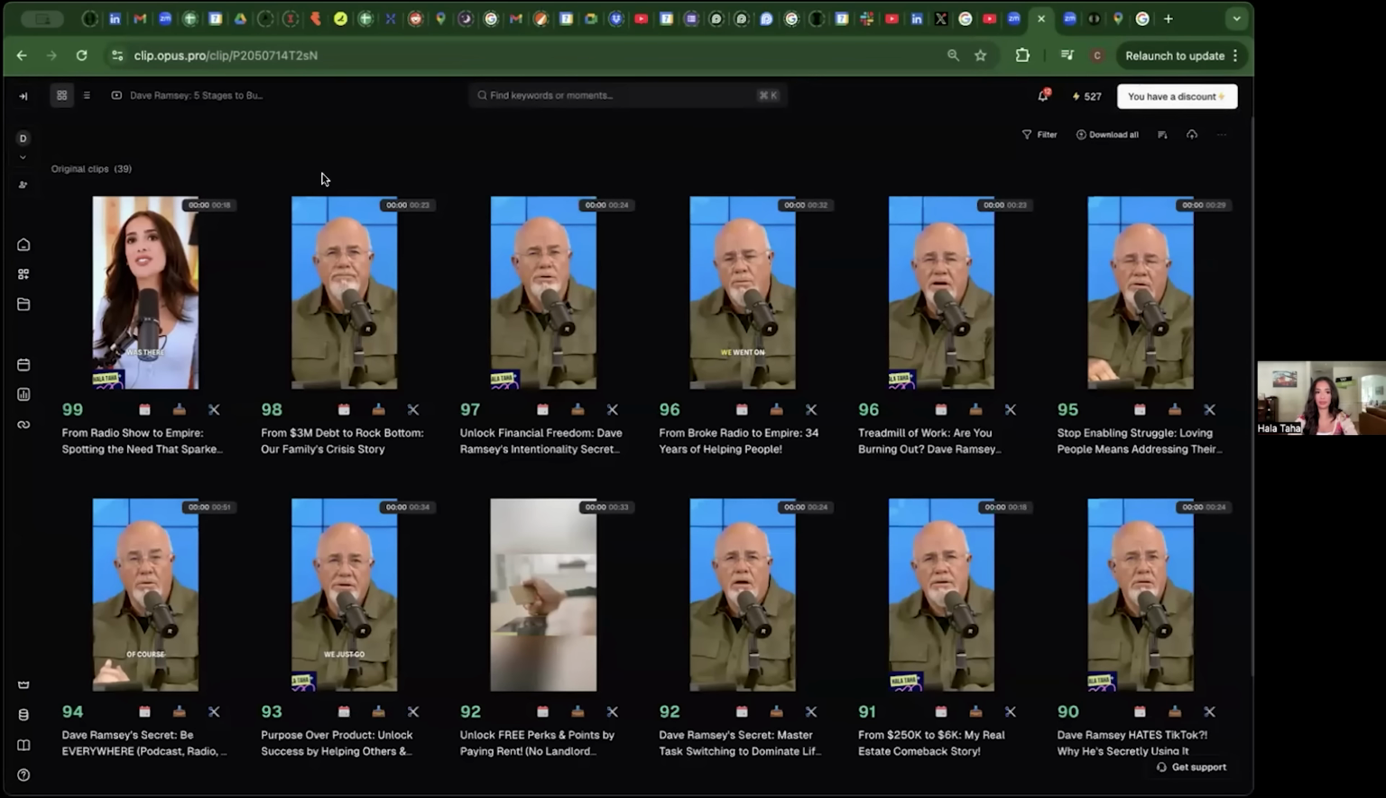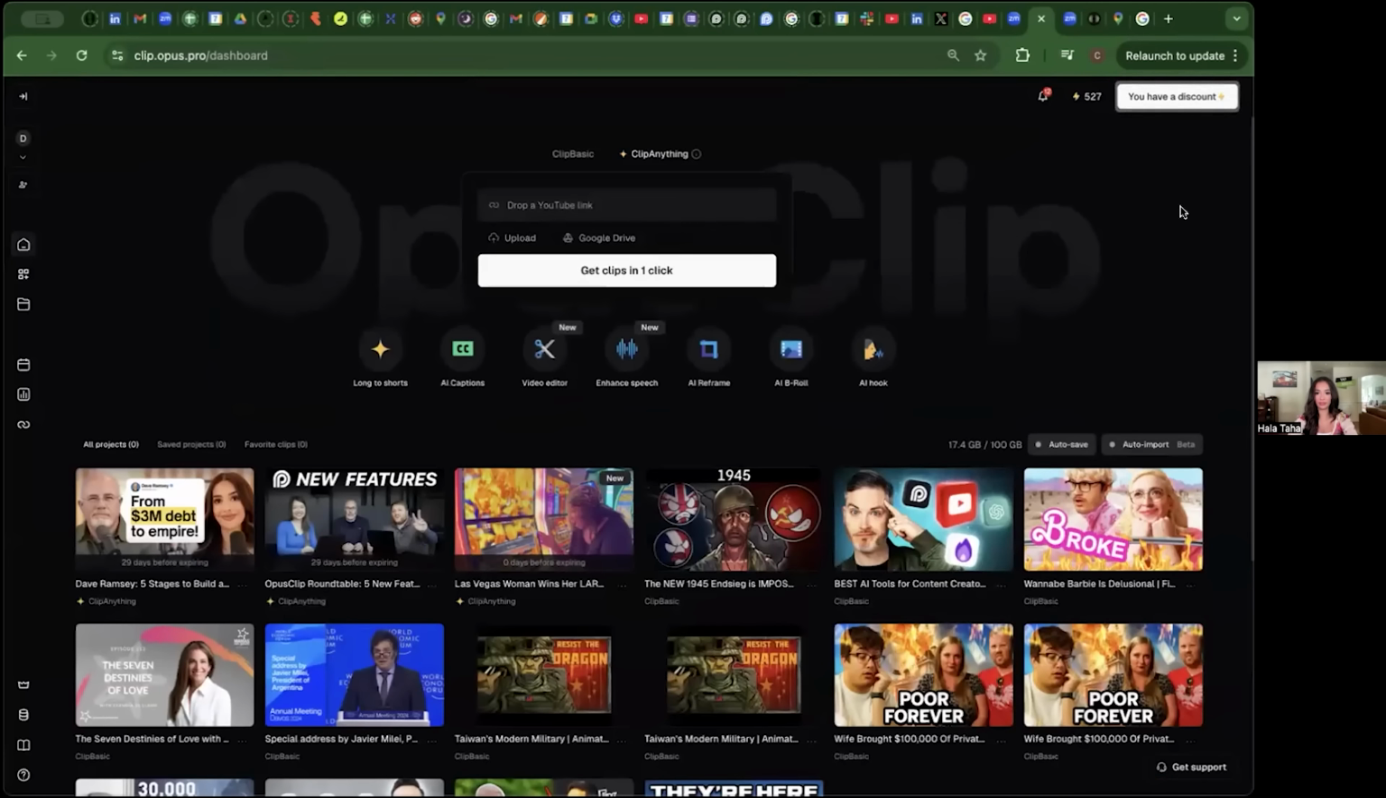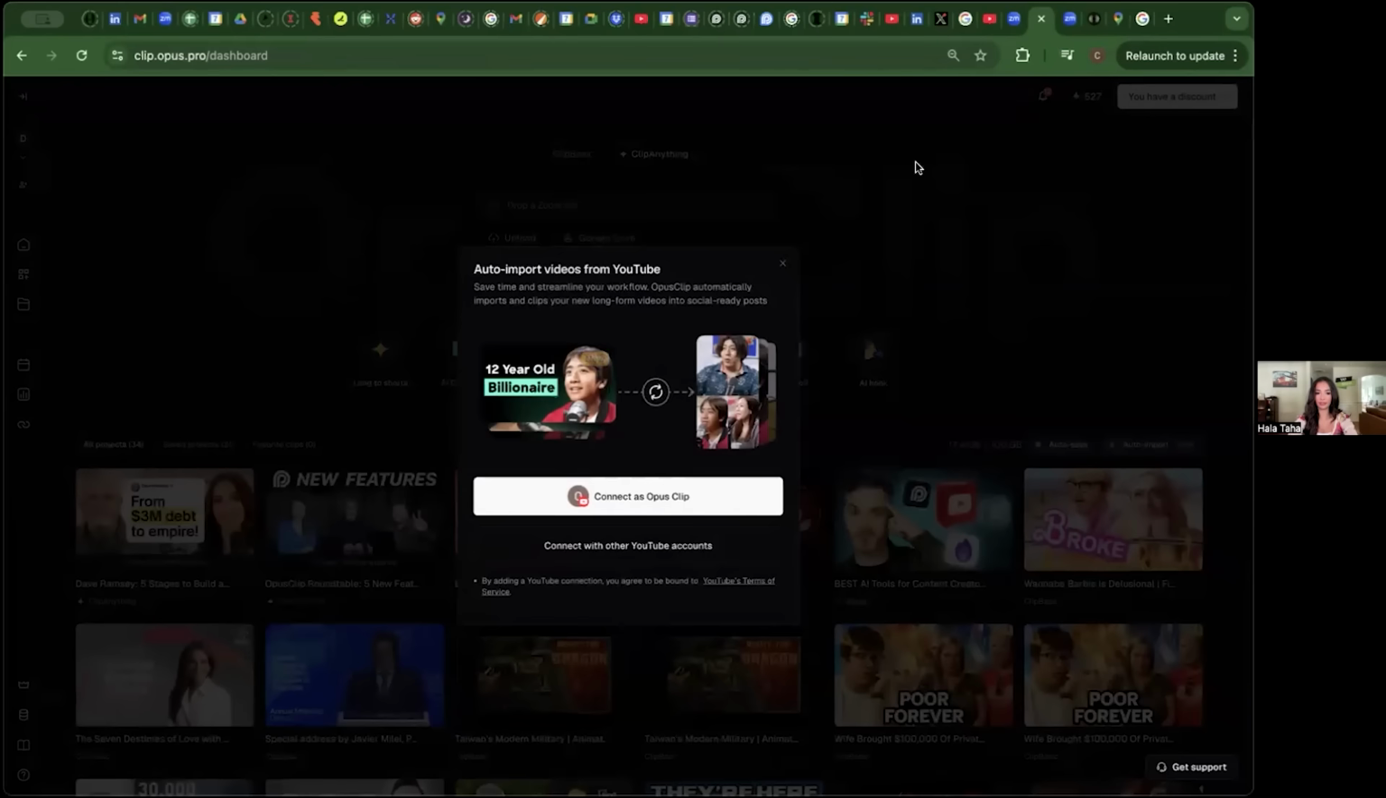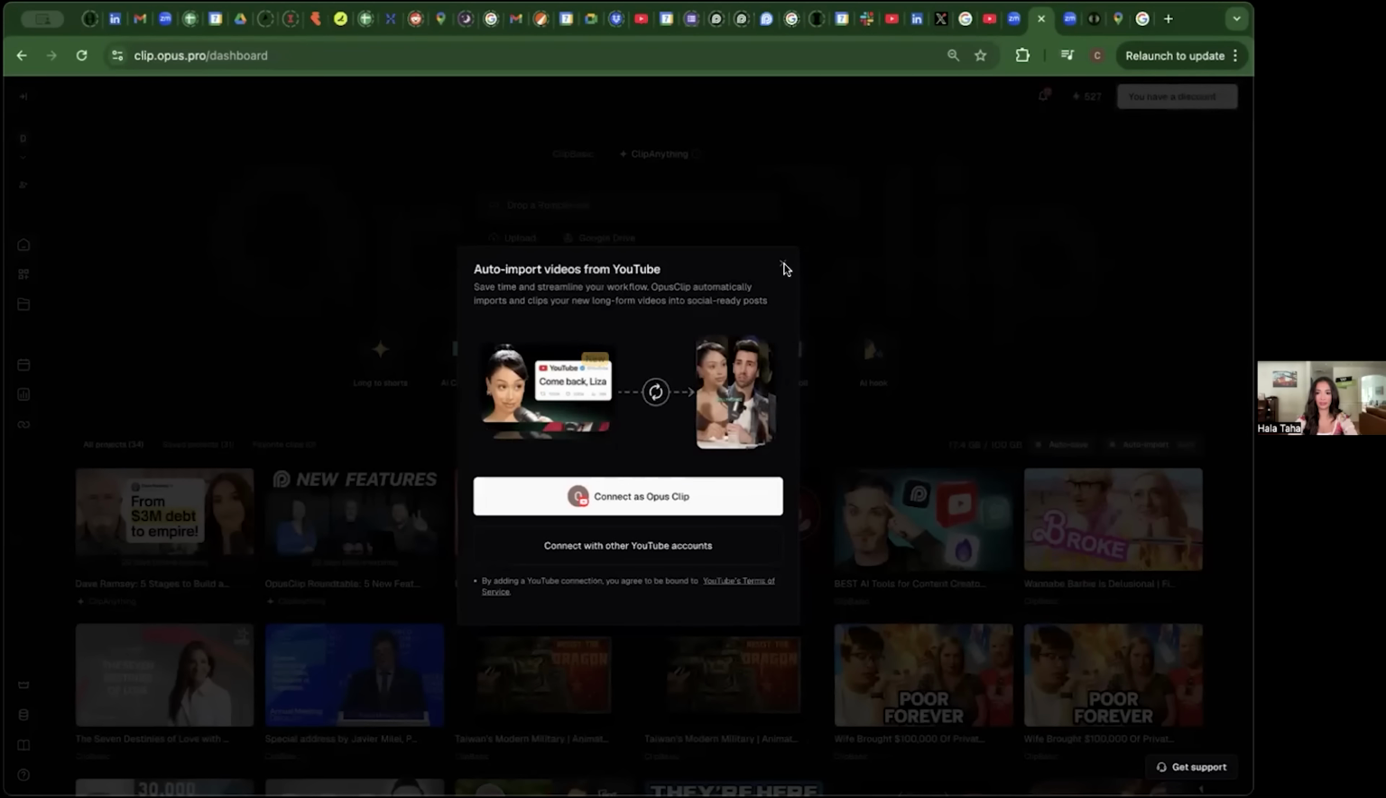So that's where I'm going to head here. One thing I wanted to show you guys really quick actually is a feature that's really awesome that we just added, auto import. It's this button down here. You click auto import and then you connect your account. If you connect your account, like if Hala connects her account to this, every time she has a new upload, Opus Clip will automatically ingest it, and your clips from that episode will already be ready to go in your account the next time you log in. That way you don't have to actually do the process of manually inputting the content if you don't want to.